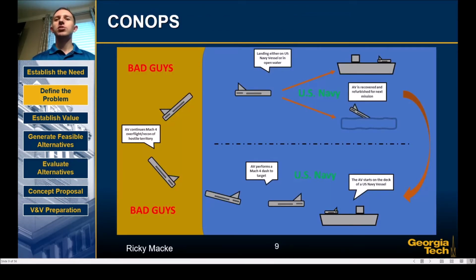So the concept of operations for the system you see on the bottom right. It starts out on a U.S. Navy vessel, and then it launches and flies to the area of operations. While it's over an adversary's territory, it maintains that Mach 4 number, and it conducts reconnaissance and surveillance operations. Then it egresses from adversary territory, and flies back to its recovery point, lands on either a U.S. naval vessel or just in the water itself, and then is recovered from its landing point and refurbished for future operations, and then it starts over at the bottom right again.